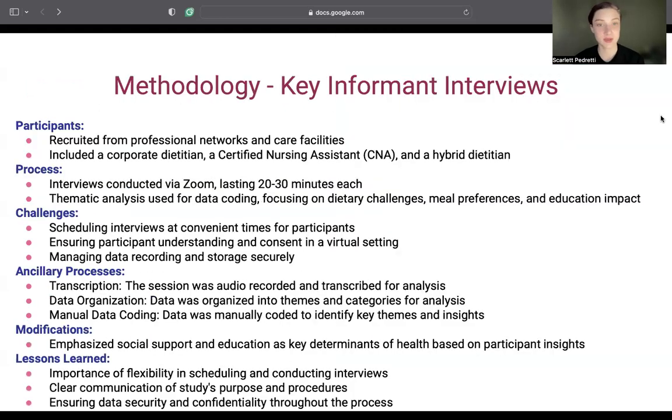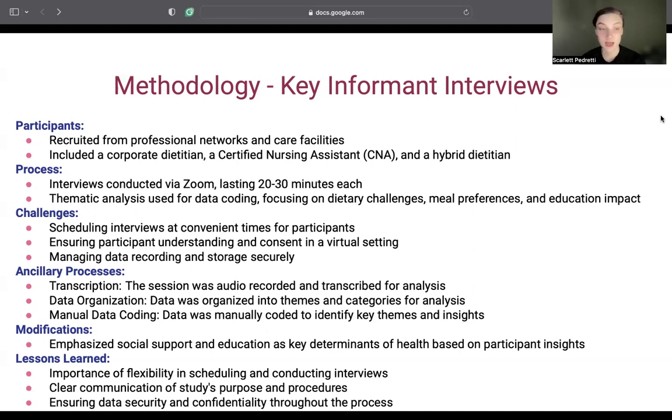So next, we're going to move on to the methodology of my key informant interviews specifically. These interviews included a corporate dietitian, a certified nursing assistant, and a hybrid dietitian, all of which were recruited from professional networks like LinkedIn and care facilities, such as the one I work at or ones that I've worked at in the past. The interviews were conducted via Zoom, and they lasted about 20 to 30 minutes each. Thematic analysis was used for data coding, focused specifically on dietary challenges, some of their meal preferences, as well as the educational impact.